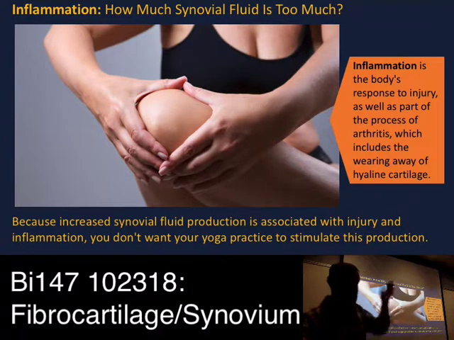Yoga is really good for reducing inflammation. But if you go too far, you injure a tissue, you can increase inflammation and do harm. Yes, ma'am.